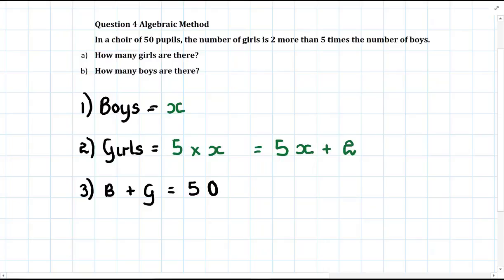So we use the expressions now. So let's have a look. The boys is represented by x. So we write that down. x plus the expression for the girls, which is 5x plus 2, equals 50.